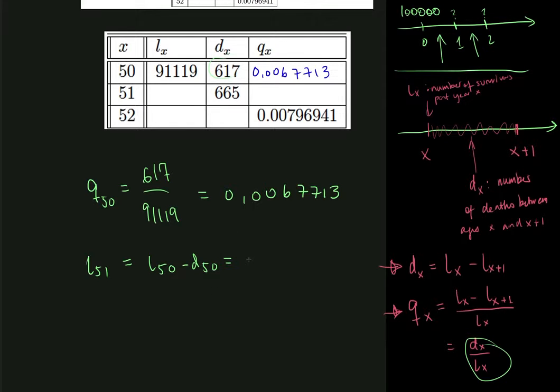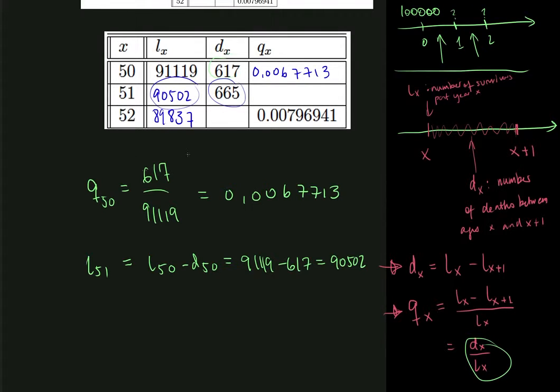So this is equal to 91,119 minus 617, and that is equal to 90,502. So now I can just fill that in as well. And I can actually also use the same trick to find L52. So I would just say this number minus this number, and that gives me 89,837.